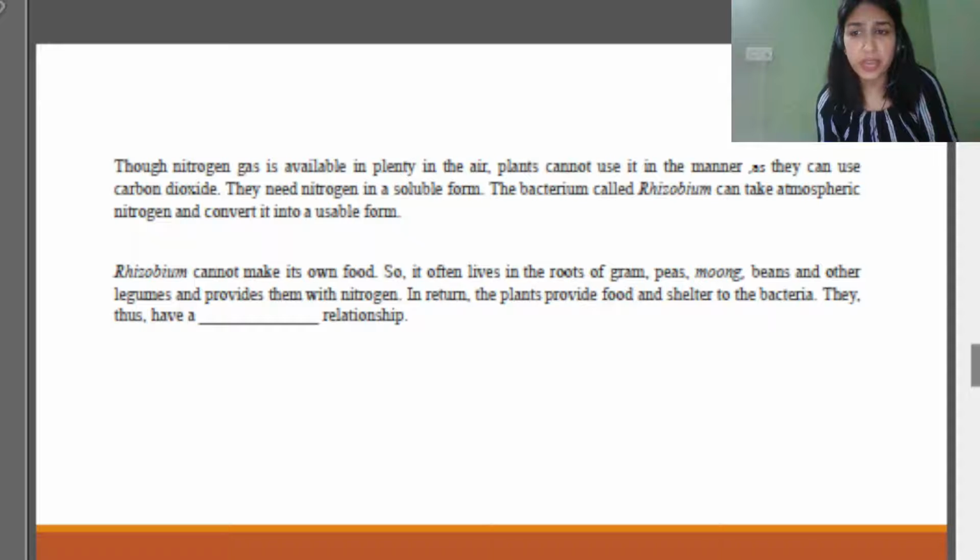So rhizobium cannot make its own food. That is a pity as well. So they are both in a situation where they are not able to do something, but the other one can do that thing. Rhizobium often lives in the roots of gram, chana, peas, moong, which are legumes, and beans and other legumes as well, and provides them with nitrogen in return.